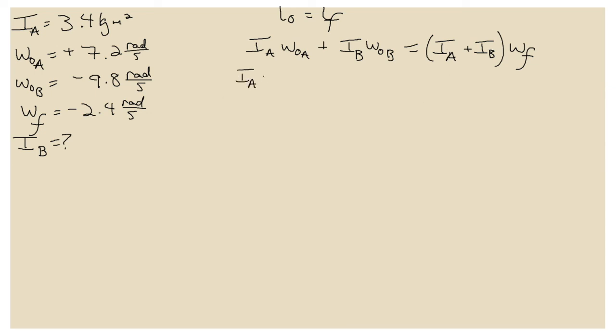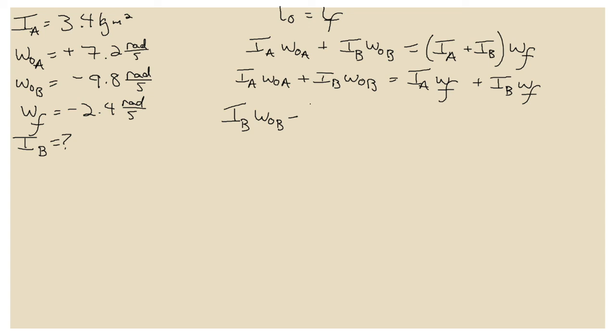So we write here IA omega naught A plus IB omega naught B is equal to, and now we're going to distribute this omega final. So we have IA omega final plus IB omega final. And now we need to gather our like terms. I'm solving for IB, or the rotational inertia of object B, so I'm going to keep that on the left side. That means I'm going to keep this on the left side, so I have IB omega naught B, and then I'm going to subtract IB omega final. And on the right side, I'm keeping this here, so I have IA omega final, and then I'm going to subtract over IA omega naught A.